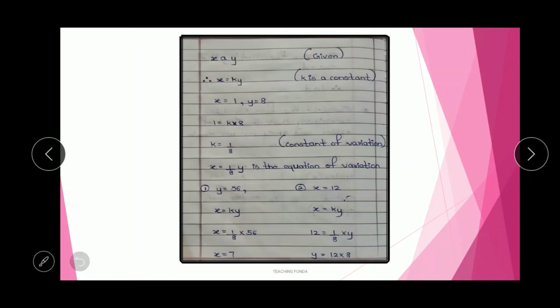Now you have to divide it. This k will go to the left hand side and this 1 will come to the right hand side in the numerator, and this 8 will go as a denominator. So your constant of variation, k, is equal to 1 upon 8. So what you got is the equation of variation: x is equal to 1 upon 8 into y, where you write the value of k.